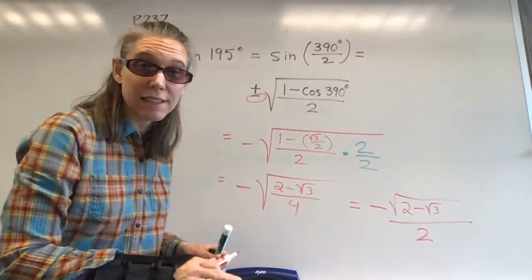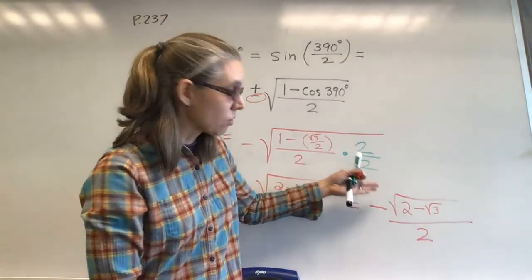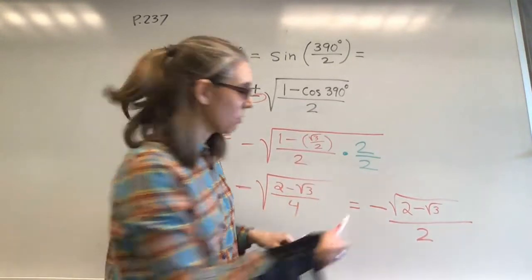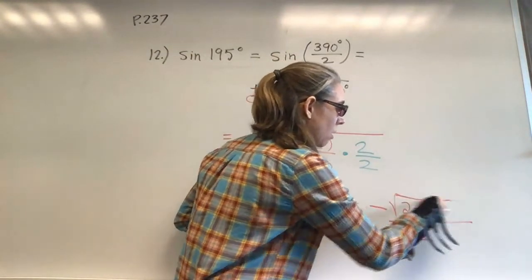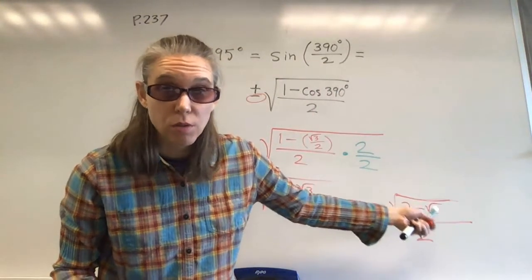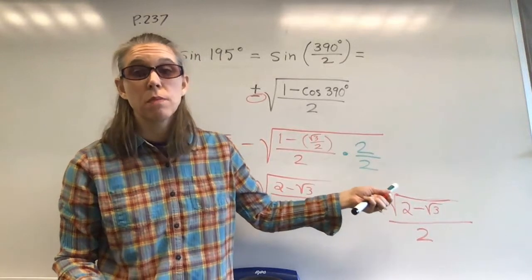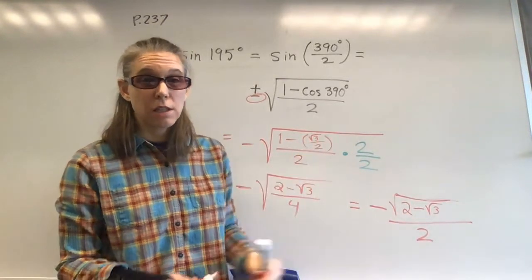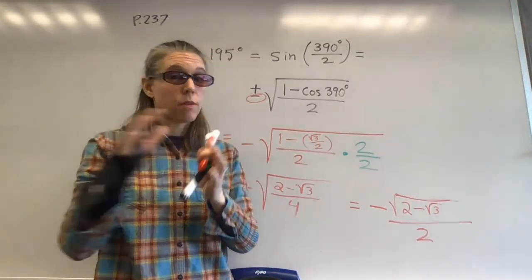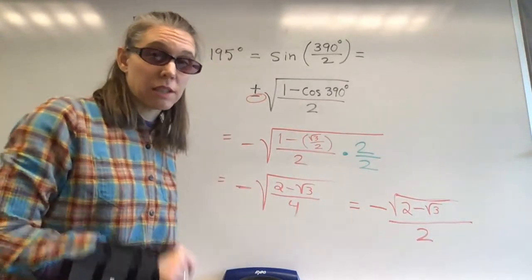Make it really clear that the square root only applies to the numerator, and make it really clear that the square root covers the 2 minus square root of 3, that the square root of 3 is inside the radical with the 2. So make it really clear in your writing where the square root goes, how far down, how far over, all of that should be really clear.